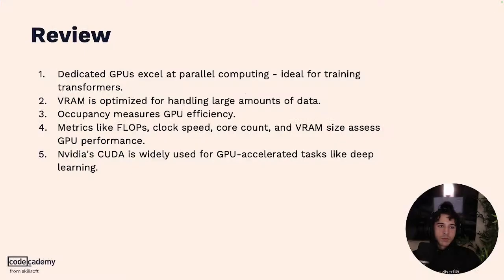Dedicated GPUs excel at parallel computing, making them ideal for training transformers due to the multi-headed self-attention mechanisms. VRAM is optimized for handling large amounts of data, which is perfect for handling the input data when fine-tuning. Occupancy measures how efficiently a GPU's computing power is utilized. High occupancy indicates optimal GPU usage. Various metrics like flops, clock speed, core count, and VRAM size are used to assess GPU performance. NVIDIA's parallel computing platform and API, CUDA, is widely used for GPU-accelerated tasks like deep learning.